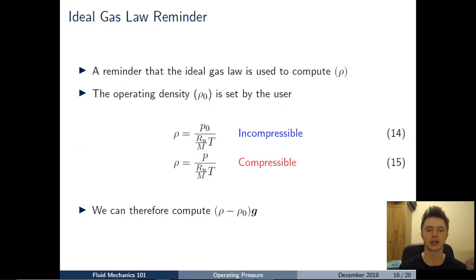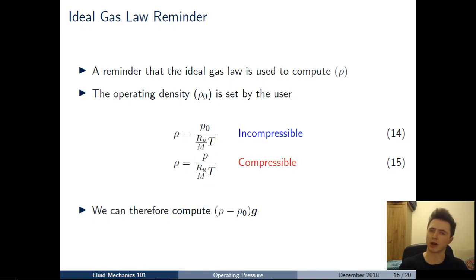So just a reminder here of what we'll do to solve that set of Navier-Stokes equations. We use the ideal gas law again, or our equation of state, to compute the actual density, and that could be used in the incompressible or compressible form of the ideal gas law. Then the operating density is set by the user at the start of the simulation, and it's a constant value, and we subtract one from the other, and that allows us to compute our buoyancy force. Very straightforward, and that's all that the reference density refers to.